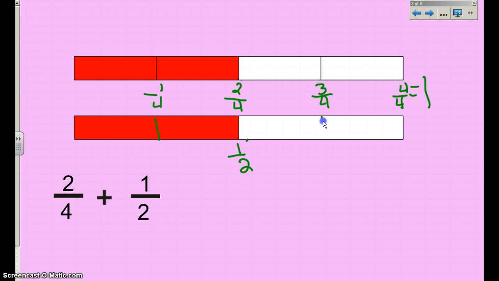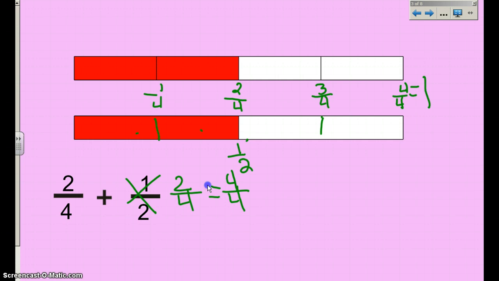So if I divide this bottom model into fourths, now I have 1/4, 2/4. So I'm going to take this fraction and change 1/2 to 2/4 because they are equivalent. Now I can add 2/4 plus 2/4, and we learned last week we just add the top number, so 2 plus 2 is 4 out of 4. We don't change our denominator because our equal parts don't change. We still have 4 equal parts.